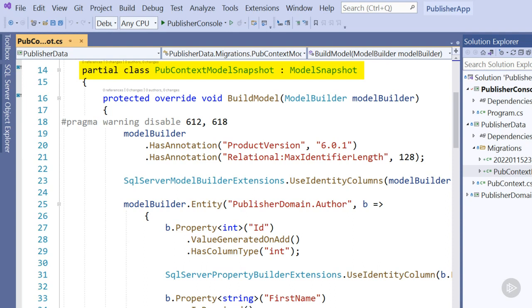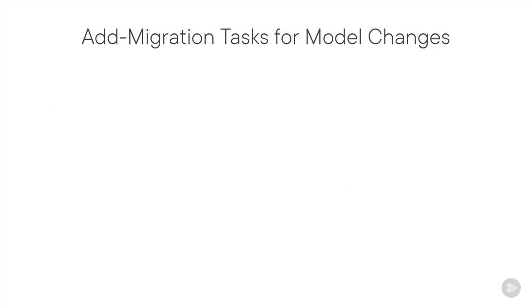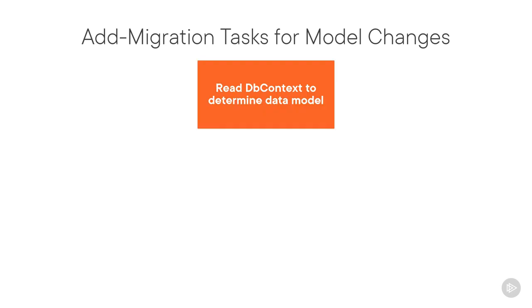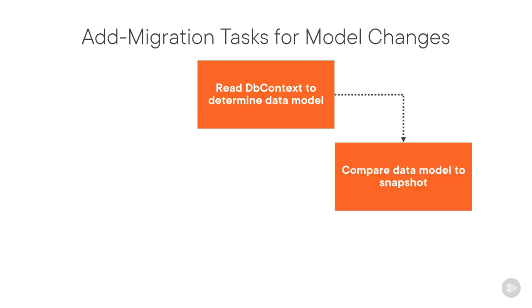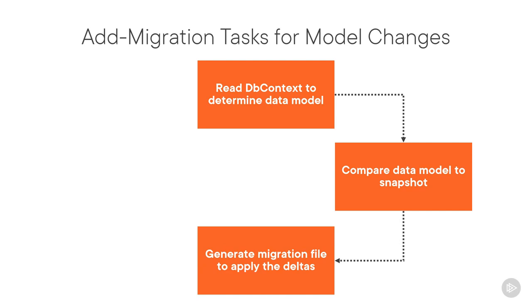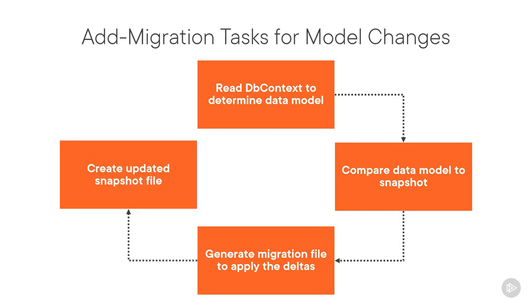The snapshot file is really important because next time you add a migration, EF Core will start by reading the DB context to determine the current state of the data model. Then it will read the snapshot of the previous state of the data model and compare it to the new version of the model. And that's how it figures out what needs to be changed in the schema and is able to create a new set of migrations to get caught up. And it updates the snapshot.